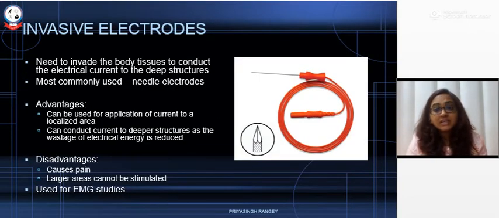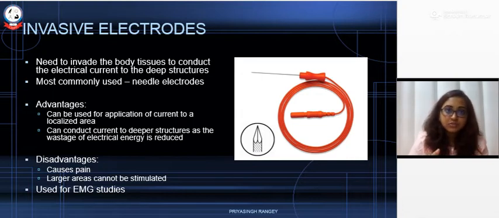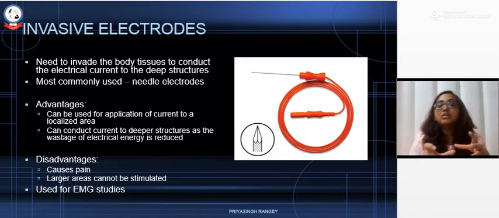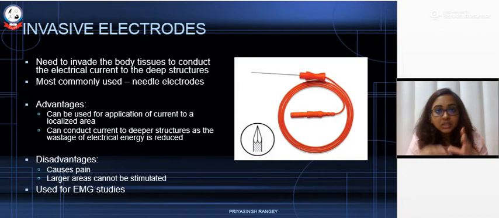The next category of electrodes is invasive electrodes. Like with surface electrodes, we were not invading any kind of body tissues. We were just applying the electrodes over the body surface area. Here with invasive electrodes, we are invading the body tissues, and we need to do this in order to conduct the current to the deeper structures. So we invade the body tissues, and in order to do this, we usually use needle electrodes.